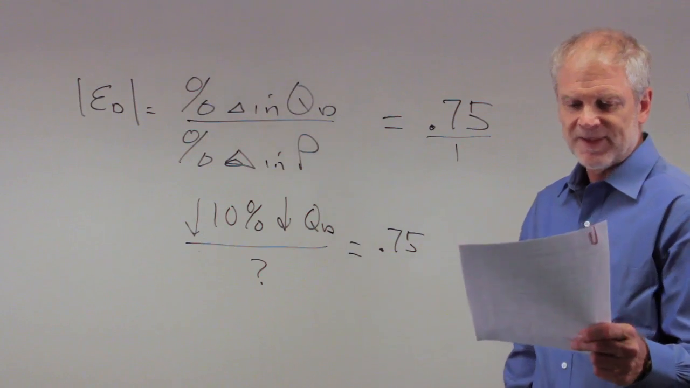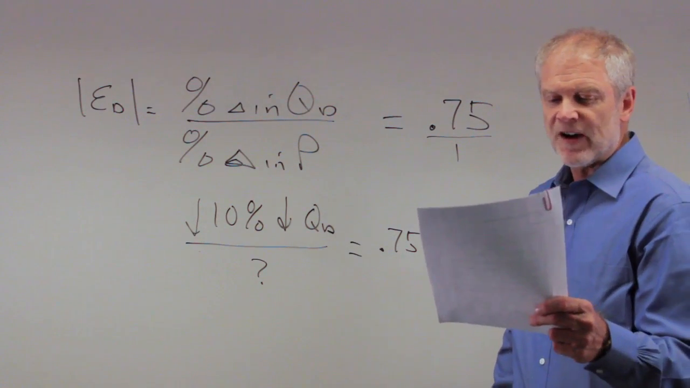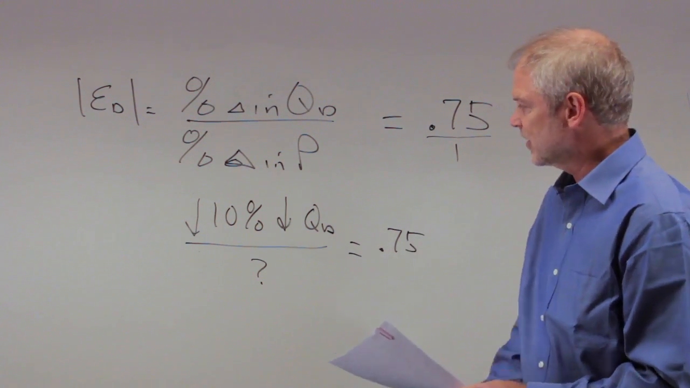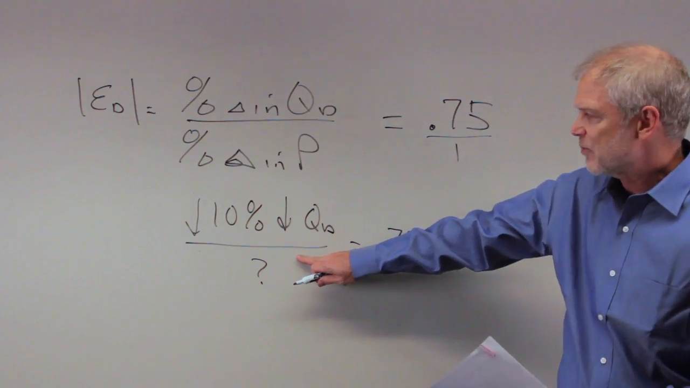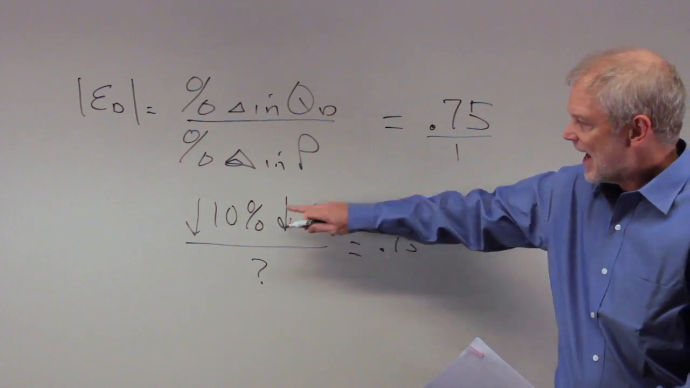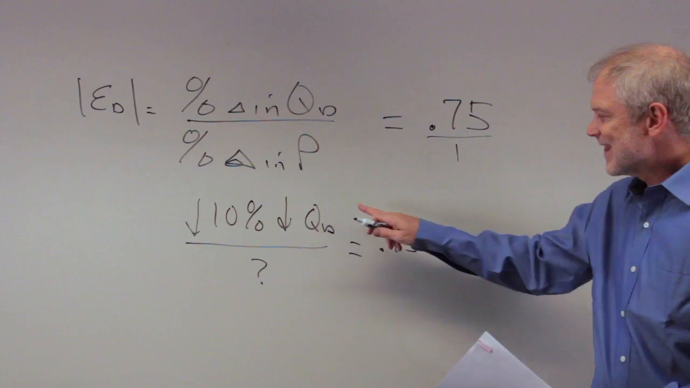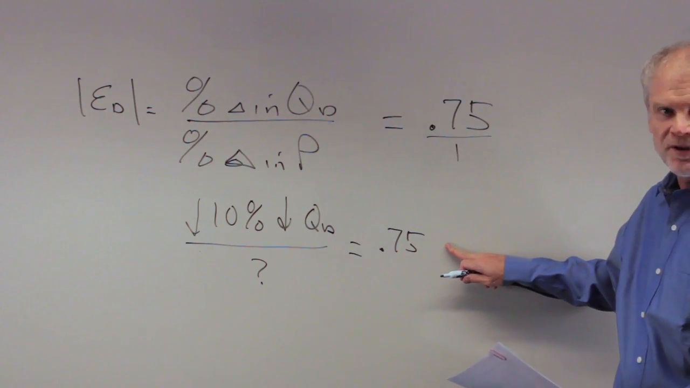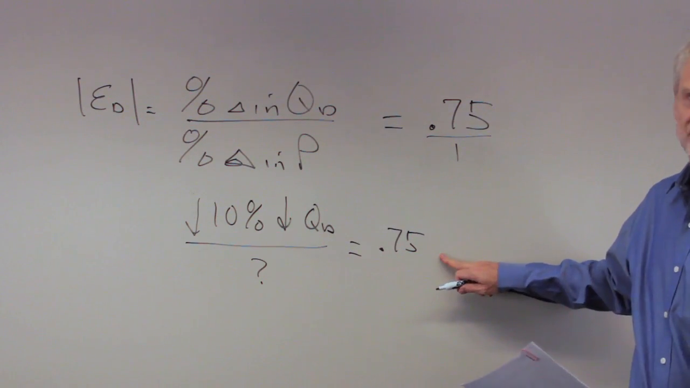But let's just walk through them. It says a 7.5% increase in the price of the good. Well, if I increase this 7.5%, and quantity demanded decreases 10%, that's going to give me an elasticity of 1.33, which is inconsistent with this. So that can't be the answer.